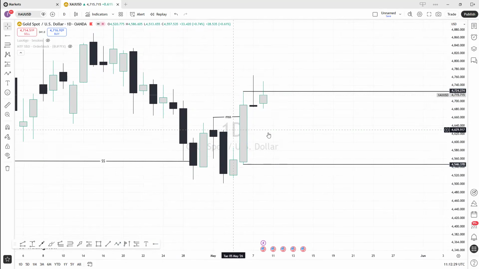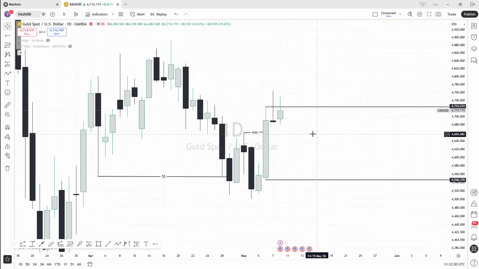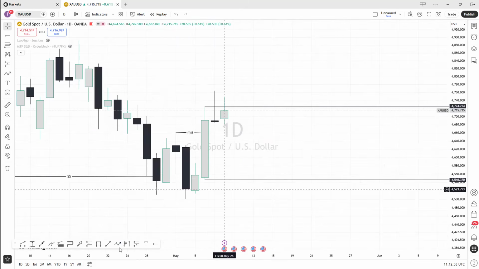But this CRT is a weak CRT. It has low probability because there is no point of interest on the left side where it reacted from. Here we do not have any point of interest where this CRT was created or reacted from, so it has low probability. Okay. But we are supposed to find buys because the bias is bullish until now.